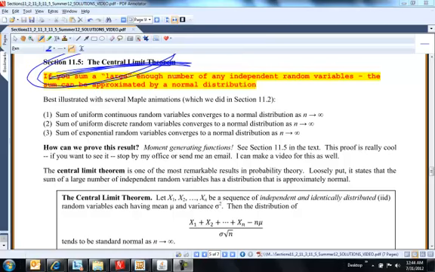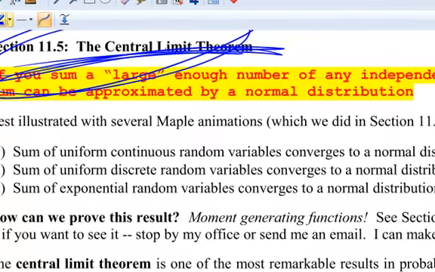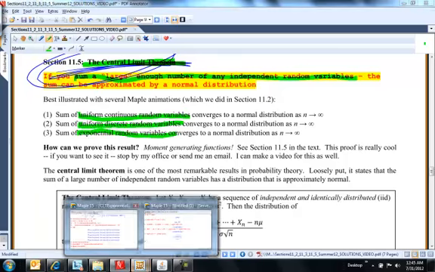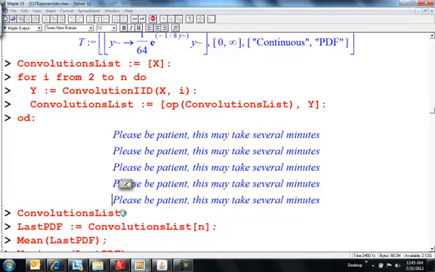So the central limit theorem. The animations I had in Maple show pretty strongly that if you add enough of any random variable, you get back to a nice bell-shaped curve. So the central limit theorem is the topic 11.5. This was the outcome: the sum of a large enough number of any independent random variables is a normal distribution. I showed you the uniform continuous, the uniform discrete. The exponential, I can show you for a minute here, it is still running. So I don't know if it will, maybe let it run all night, maybe I'll finish it. So trying again today.